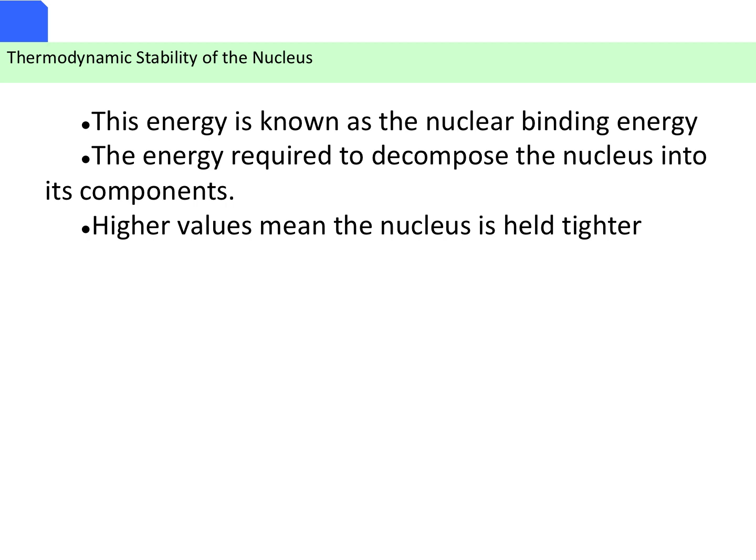This energy that we just calculated per particle or per mole is known as the nuclear binding energy. It's the energy required to decompose a nucleus into its components. The higher the value, the tighter the nucleus is held. That also means that the higher the value, the more energy released when that nucleus is broken.